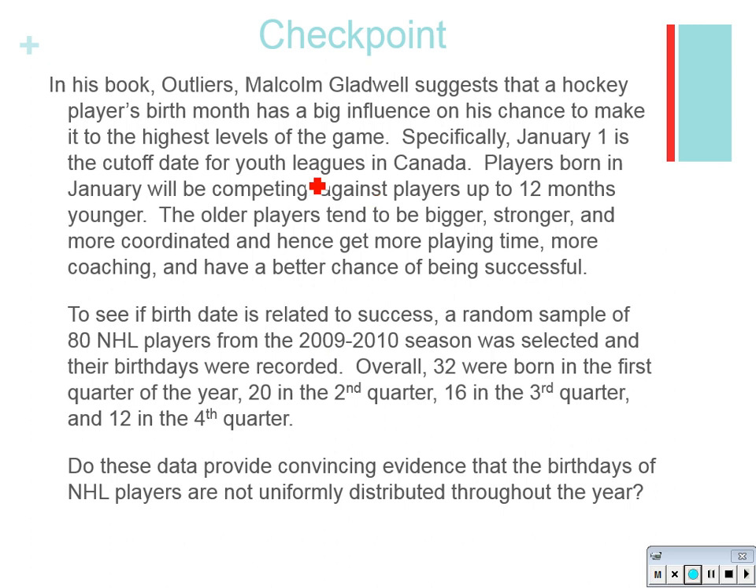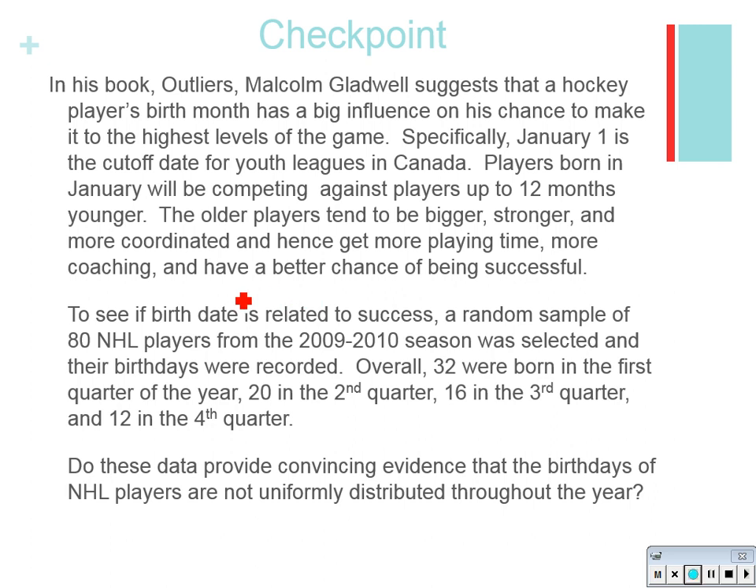So last example here, and the question says, in his book Outliers, Malcolm Gladwell suggests that a hockey player's birth month has a big influence on his chance to make it to the highest levels of the game. Specifically, January 1st is the cutoff date for youth leagues in Canada. Players born in January will be competing against players up to 12 months younger. The older players tend to be bigger, stronger, and more coordinated, and hence get more playing time, more coaching, and have a better chance of being successful.